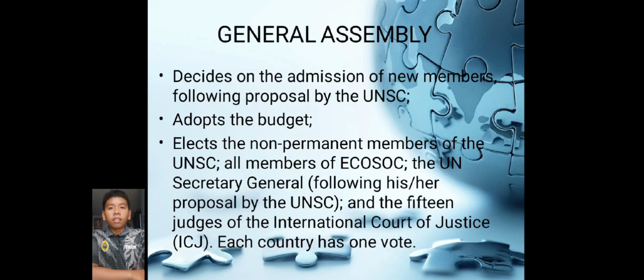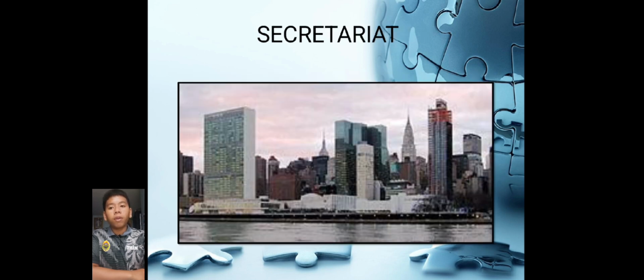The General Assembly decides on the admission of new members following proposal by the UNSC, adopts the budget, and elects the non-permanent members of the UNSC, all members of ECOSOC, the United Nations Secretary General following his or her proposal by the UNSC, and the 15 judges of the International Court of Justice, or ICJ. Each country has one vote. And now we're at the Secretariat of the UN.